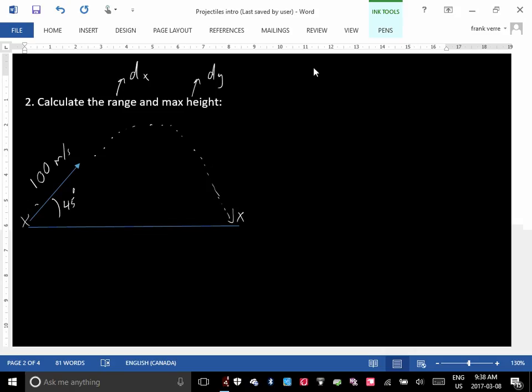Tomorrow we'll look at a different scenario where maybe the projectile starts off here and ends up somewhere down here. Whereas this one starts off here, goes up, and comes back, but there is no vertical displacement at the end. Tomorrow we'll look at a more complicated scenario, but let's start with the simple stuff.